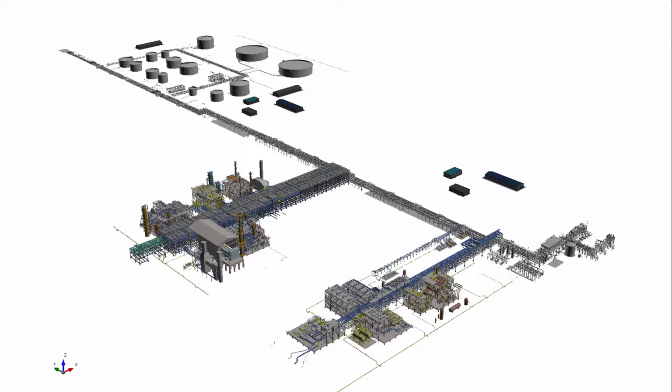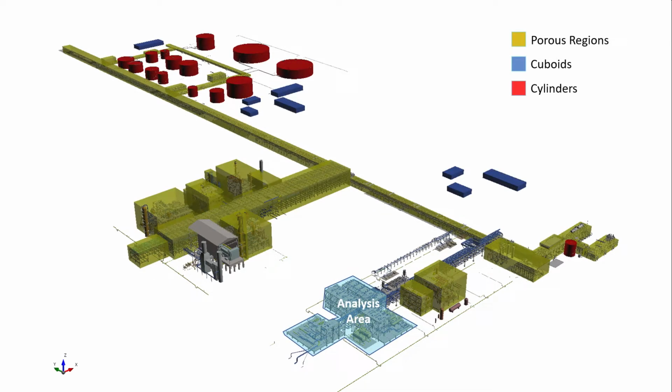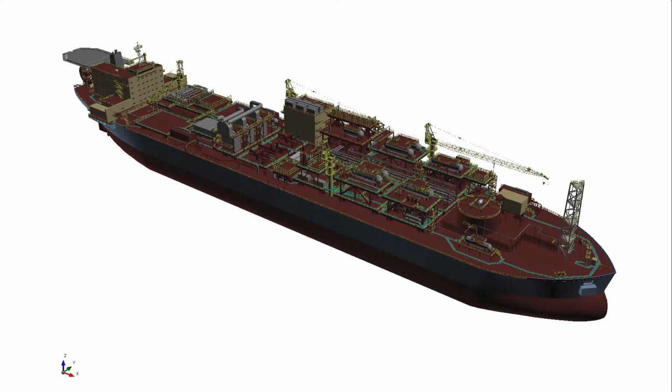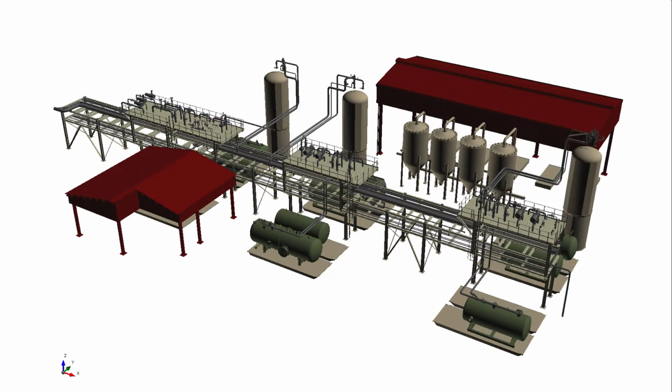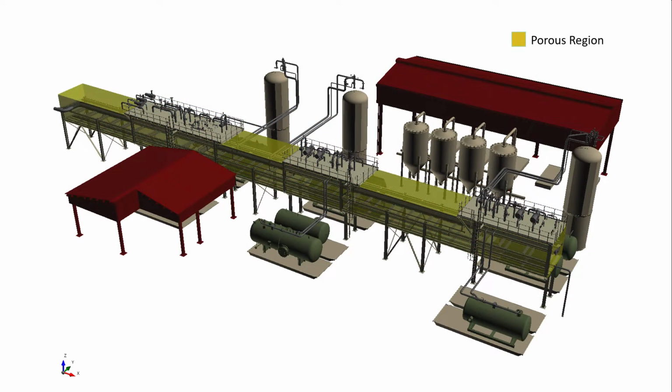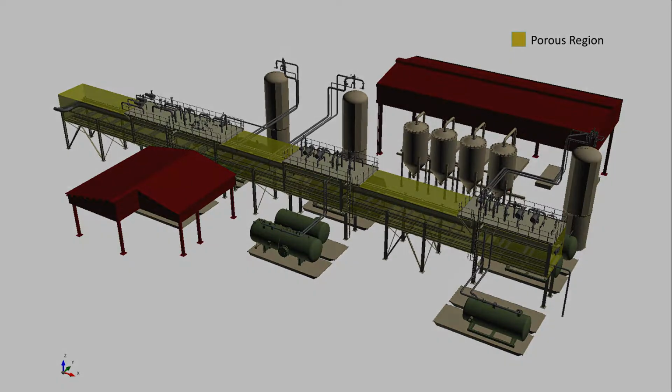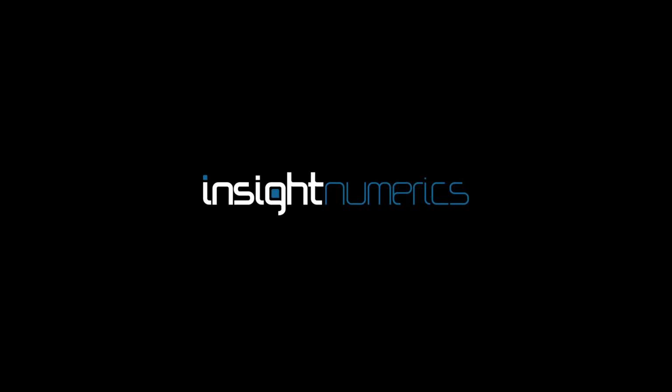Examples where porous regions would be helpful are expansive onshore facilities, dense offshore rigs or FPSOs, but also to represent things like pipe racks or complex sets of equipment. Now let's look at how to define the porous region.